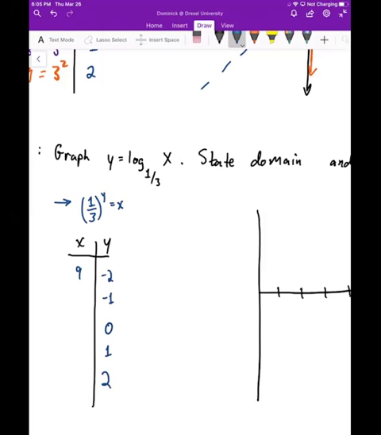When y is -1, we are just going to get a +3. For y equals 0, we get 1. For y equals 1, we're going to get a 1/3. And for y equals 2, we're going to get a 1/9.